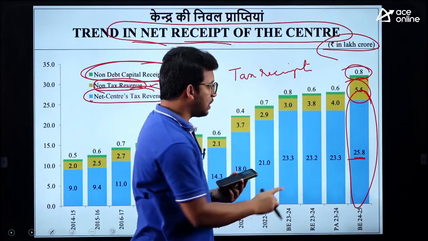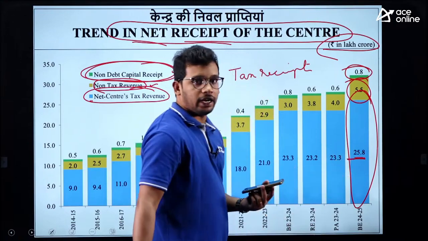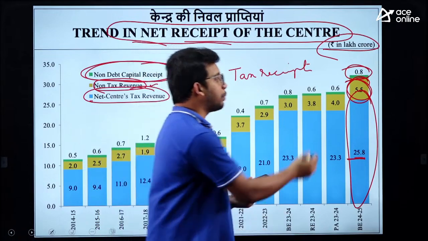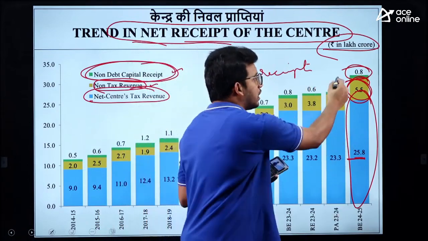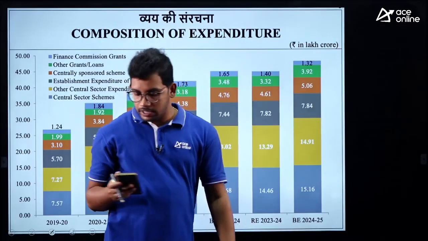So remember, these three are very, very important. Through taxes the government is getting 25.8 lakh crore, through non-taxes 5.5 lakh crore, and through selling off its assets it is getting 0.8 lakh crore. We have discussed this as well, right. Next, expenditure.